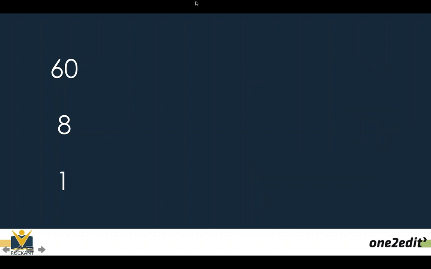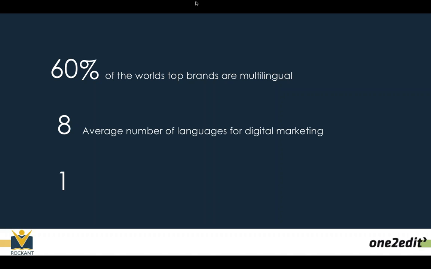So here I have three numbers for you: 60, 8, and 1. What do all of these have in common? Well, first of all, 60% of the companies that we as Rockhand work with have on average 8 languages that they need to translate their marketing to. Some of our customers might have more, some have less, but on average, the top leading brands need brochures, pamphlets, any content that's written, produced 8 different times in 8 different languages, relating to 8 different cultures.